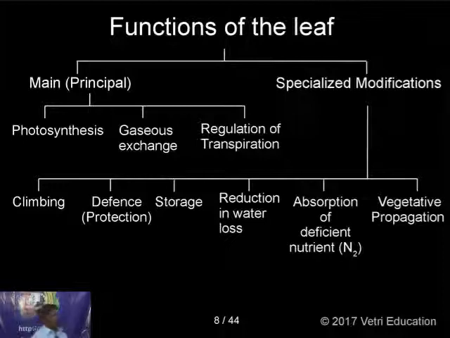Regarding the specialized functions, we can discuss these later. Some leaves are used for climbing, and some give protection by having spines. Some leaves store food materials and become succulent. Some reduce water loss by having a thick wall and spines to reduce transpiration. Some absorb nitrogen in nitrogen-deficient conditions. These are called insectivorous plants, where the leaf is modified to trap insects and obtain the nitrogen nutrients.